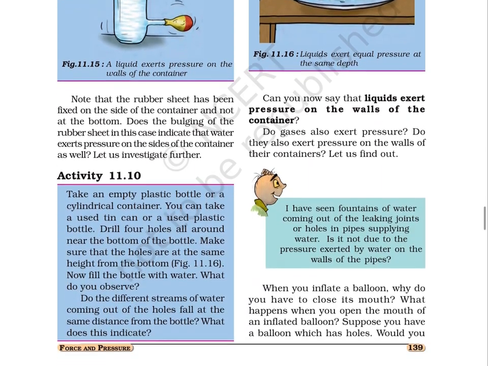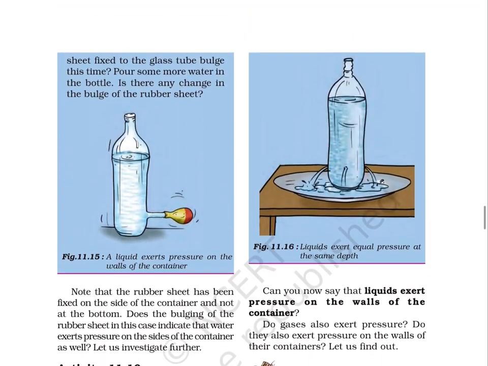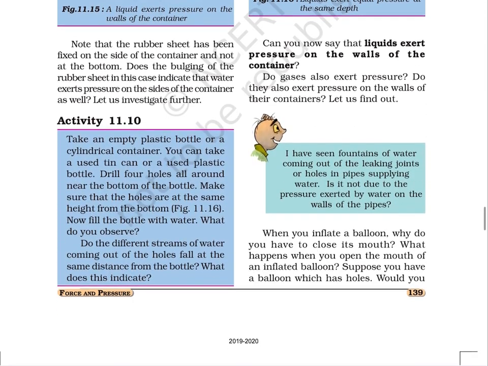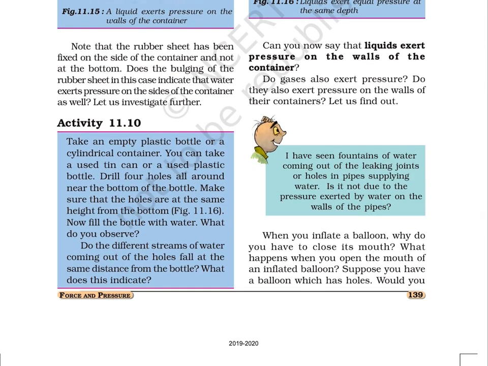In the image shown in figure 11.15, we can clearly see that liquid exerts pressure on the walls of the container. Note that the rubber sheet has been fixed on the side of the container and not at the bottom. Does the bulging of the rubber sheet in this case indicate that water exerts pressure on the sides of the container as well? Let us investigate further.